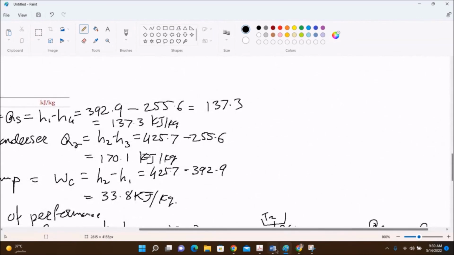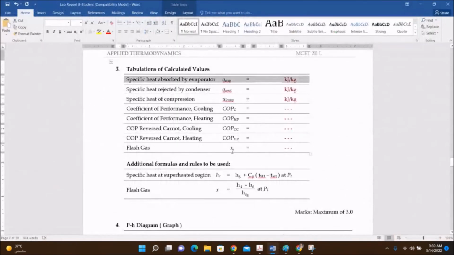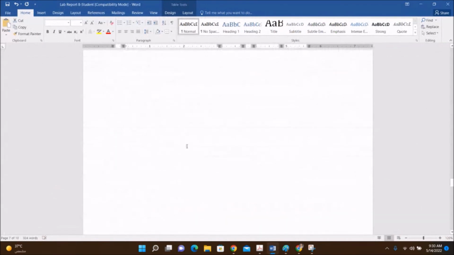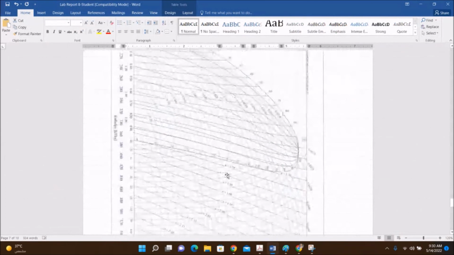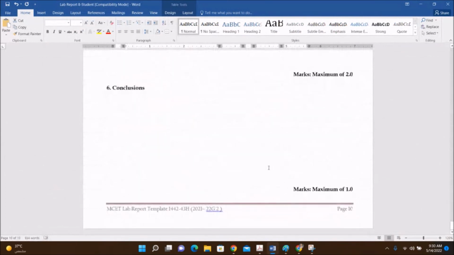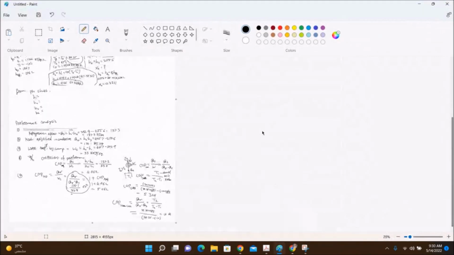So we finish all these calculations and find out the values. Now draw the PH diagram. Write this solution procedure. Complete this chart. Complete this table as I explained, and write the conclusion. Thanks. I will show you this in the Zoom view. Thank you very much.